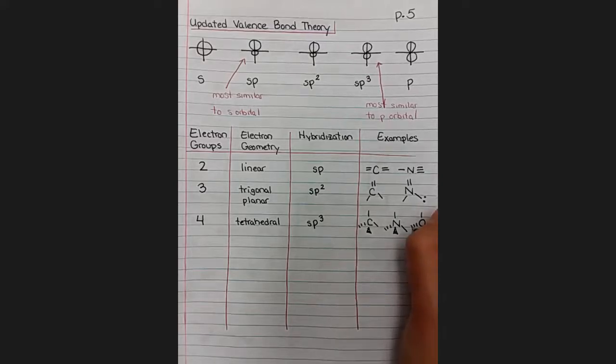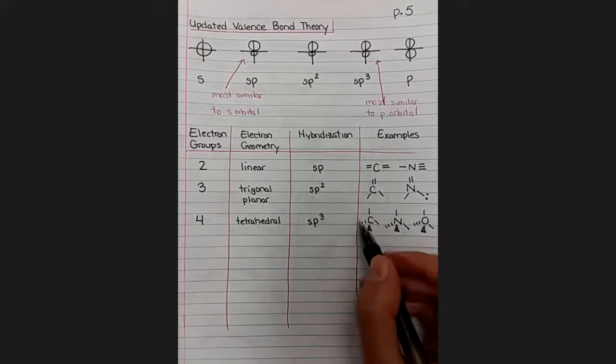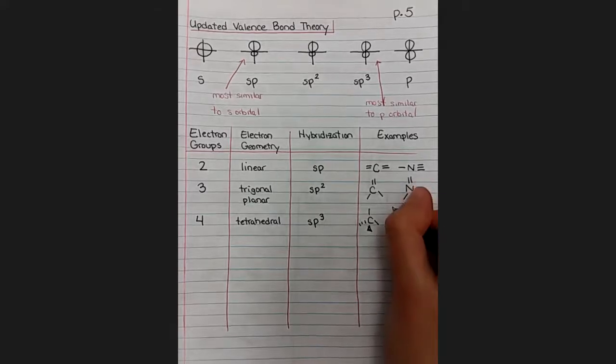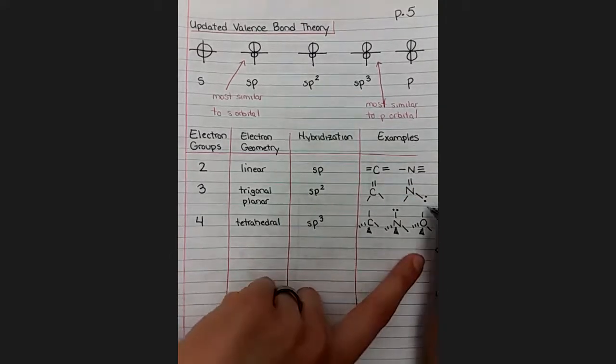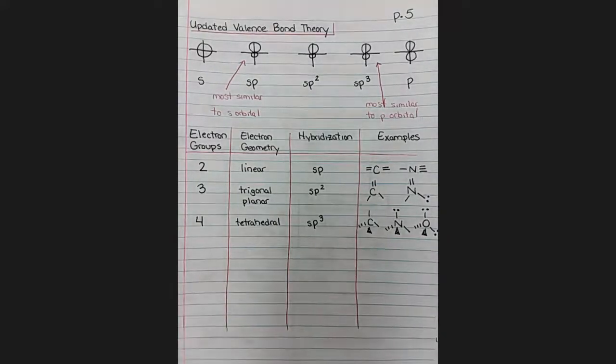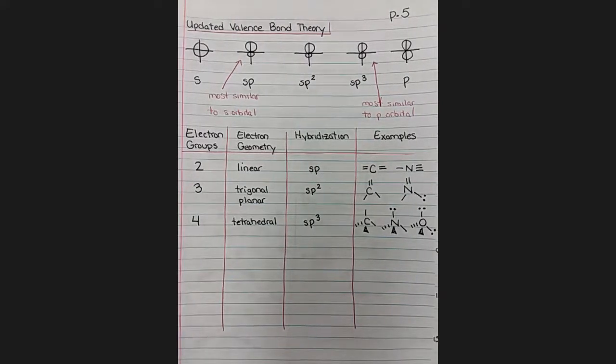Carbon isn't the only thing that can be hybridized. When we see carbon, it usually has 4 bonding groups. When we see nitrogen, it usually has 3 bonding groups and 1 lone pair. And when we see oxygen, it usually has 2 bonding groups and 2 lone pairs in order to complete its octet. So you might be able to recognize these when you see them in the wild.